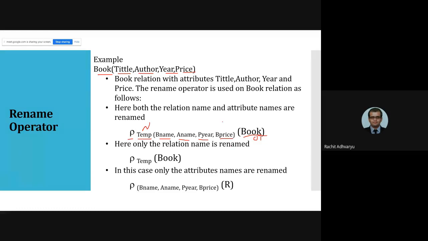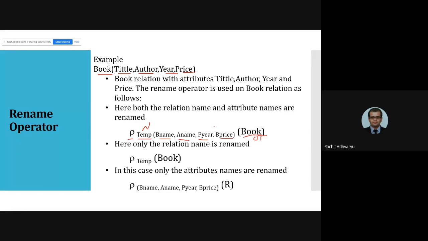But we need to remember one rule: if we want to change the column names, then the new table should have the same number of columns as the old table. That is the rule, a simple rule, right? So temp has 4 columns, and book also has 4 columns.